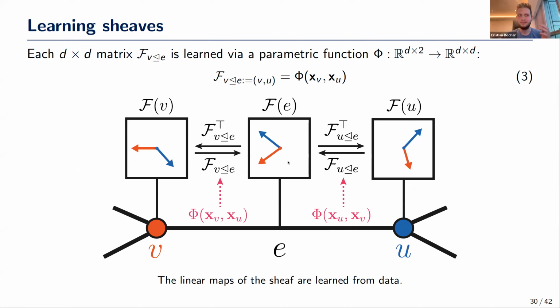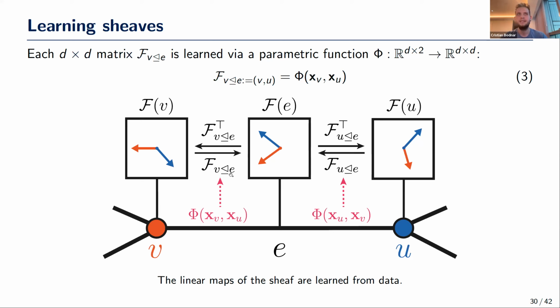Well, let's remember that all these nodes have some features. I'm showing here, for the orange node, this orange arrow showing the feature of node V. For this blue node, there's this blue arrow showing the vector feature of node U. And what we do is pass these two vectors through a neural network, just a multi-layer perceptron. So you take the feature of node V, the feature of node U, and you concatenate them or something, and you pass them through a neural network. And this will give you this matrix, which is what we need to have a sheaf.